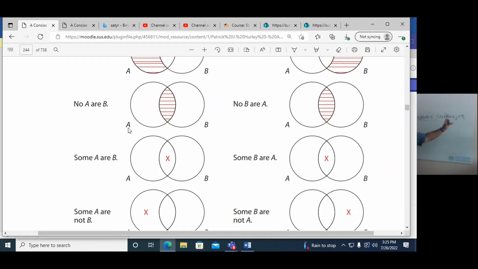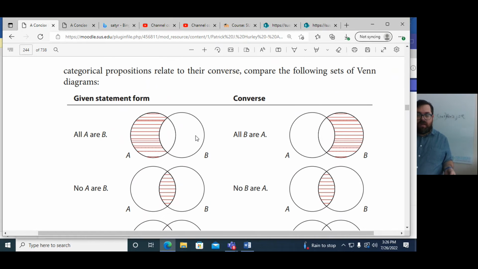However, note the Venn diagram for both the E and the I proposition, right? So no A or B is equal to no B or A. They have the same picture. So no reptiles are mammals or no mammals are reptiles, same thing. If I said to you some cats are animals and some animals are cats, same thing, right? The picture is the same. And obviously it's the A and the O that do not maintain their truth value.